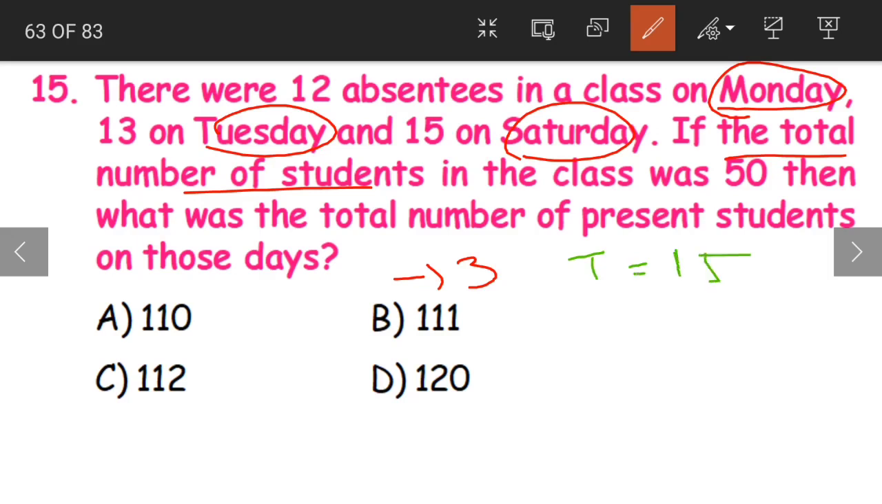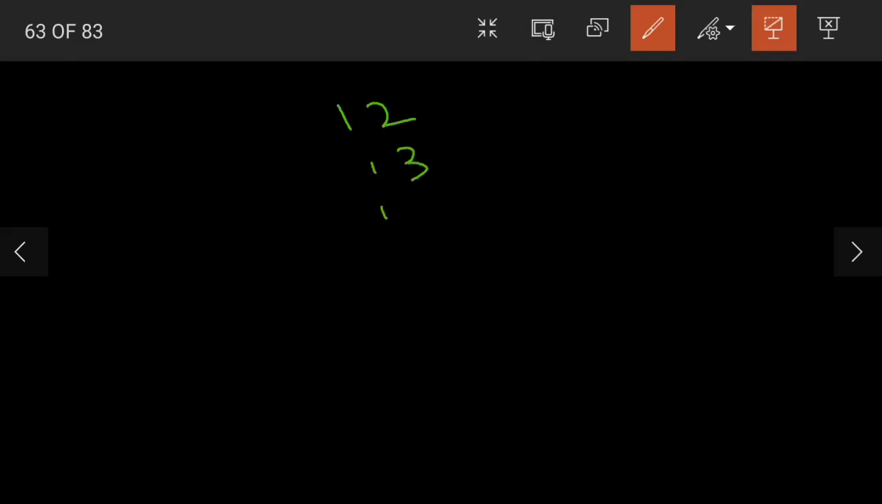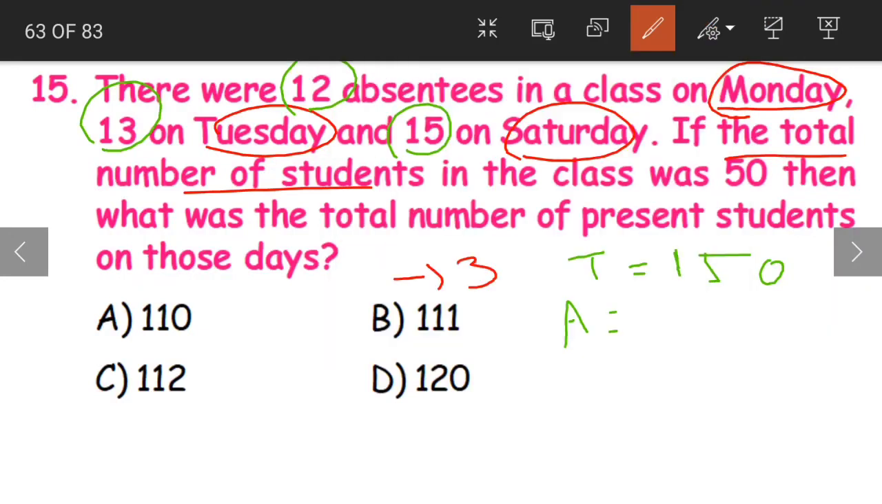Now how many were absent? How many were absent? 12, 13, 15. We need to add 12, 13, 15, 10, 4. A total of 40 students were absent. When we combine, 40 students were absent.